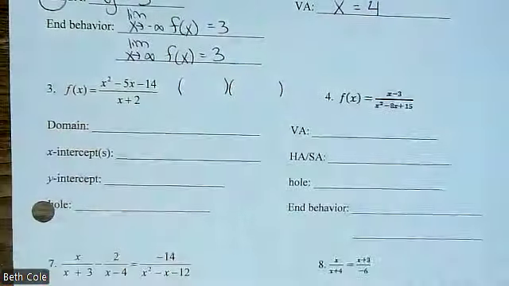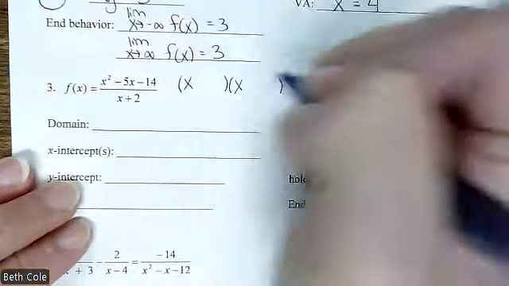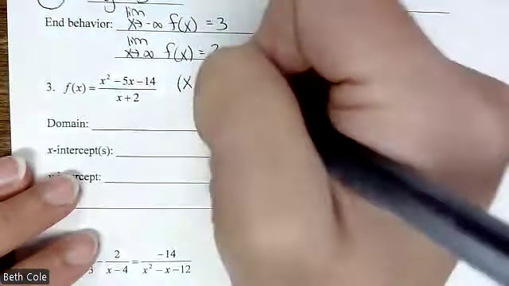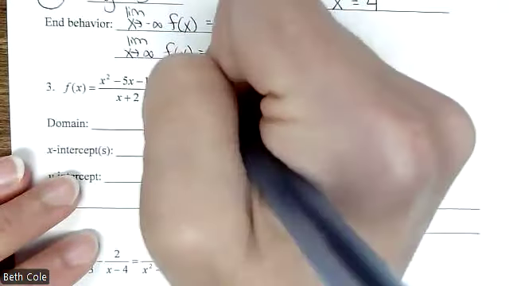All right, number 3, draw your 2 sets of parentheses. Hang in there with me, guys. So it'll be x and x. 14 is going to split into 7 times 2. Yep, good.